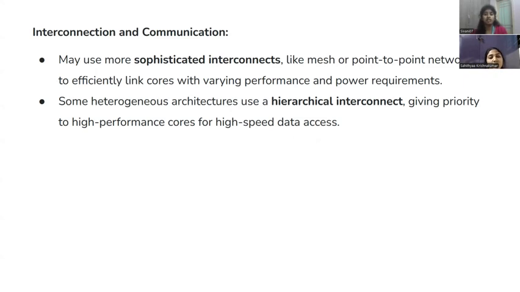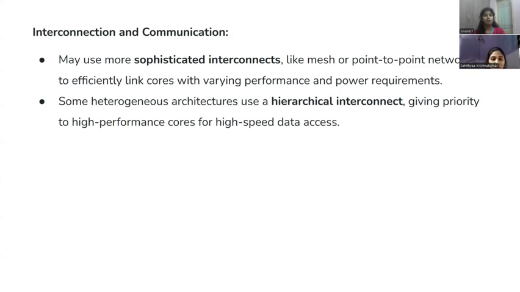The mesh interconnects allow cores to connect to multiple neighboring cores, providing multiple pathways for data to travel. And point-to-point networks link cores directly, facilitating high-speed data transfer between individual cores. Then we have the hierarchy interconnect, in which high performance cores are prioritized for data access, giving preferential treatment in data transfer. This ensures that performance-crucial tasks have quick access to the data they need without being slowed down by the less demanding workloads.